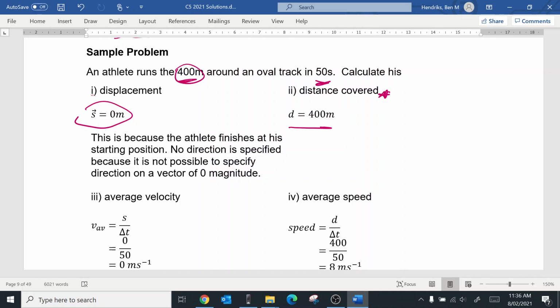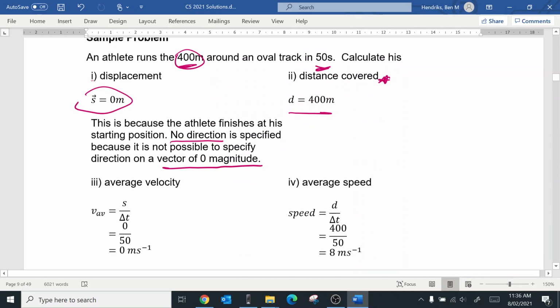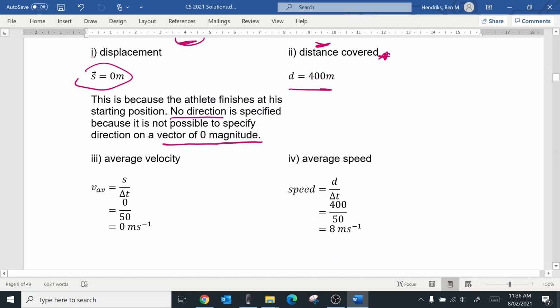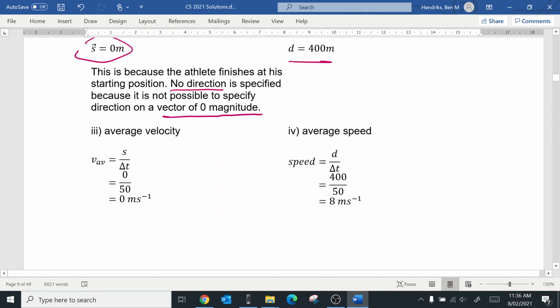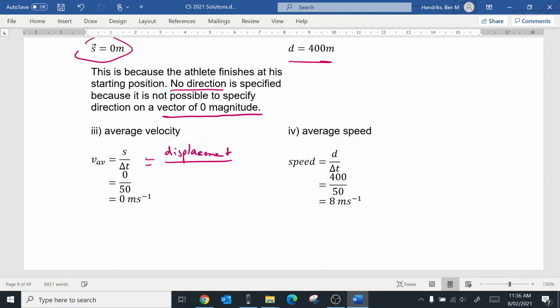So wherever they started their race from, they finished at the same point, and so they have a vector of 0 magnitude. Okay, and when it's 0, we don't need a direction. There's no direction specified, because if it's just 0 meters, they haven't moved, or they've finished in the same spot as where they started. So when we look at average velocity, remember that average velocity is equal to displacement over time. So if its average displacement is 0, then its velocity is also 0 meters per second, even though they have moved within those 50 seconds.